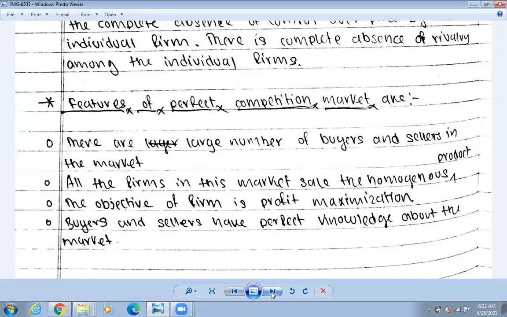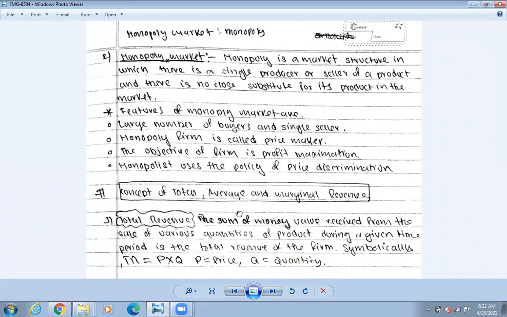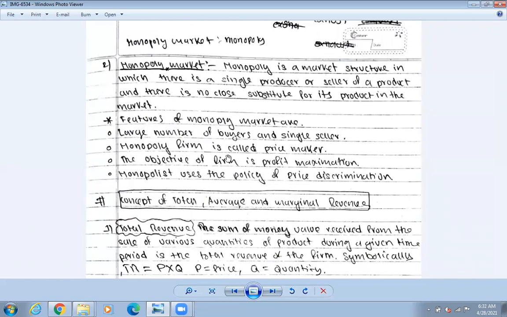Okay, so what is needed in the market, what kind is needed? They must know about this one. Okay, now next, the type of market is a monopoly market.